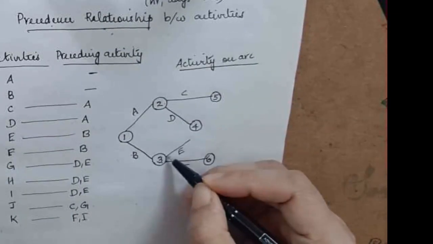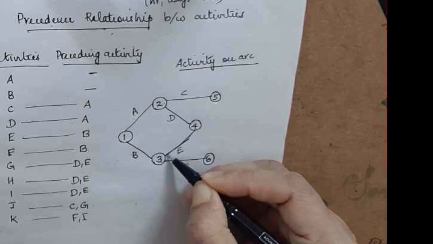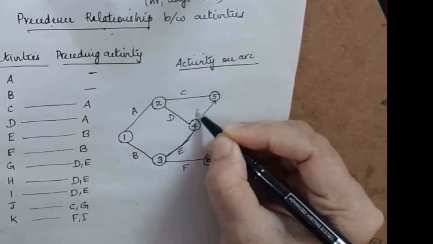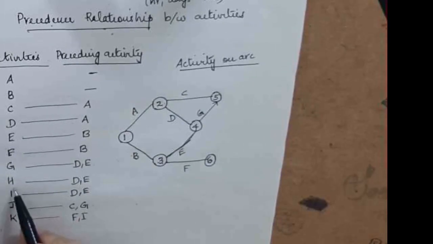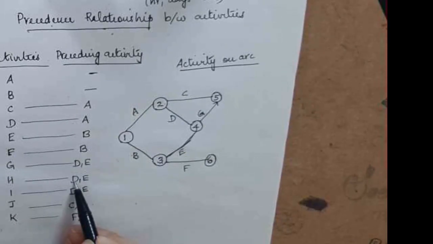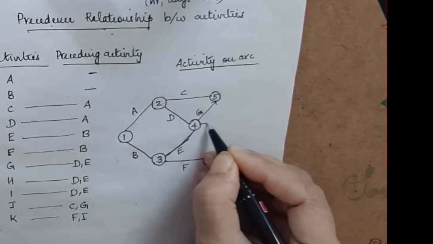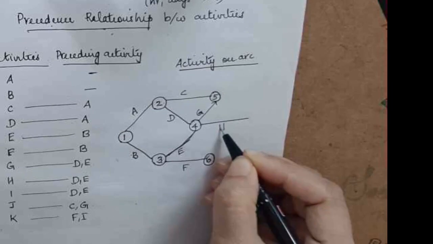D and E finishes at this point. Okay. So G can start here. Now H can start where D and E finishes. So H is here. D and E finishes at this end point. So this is H here.